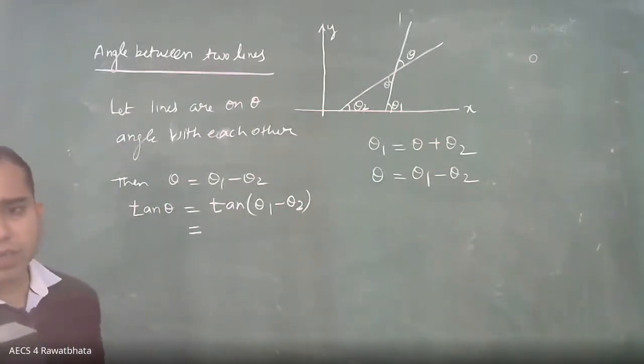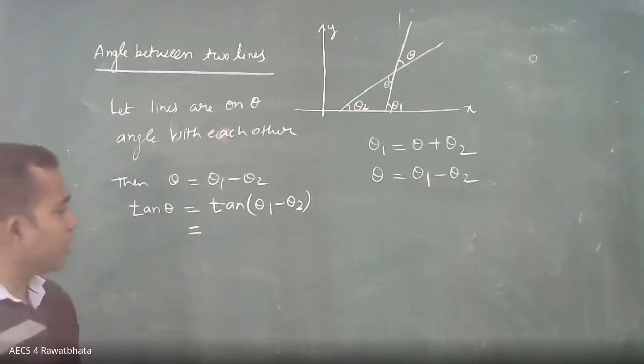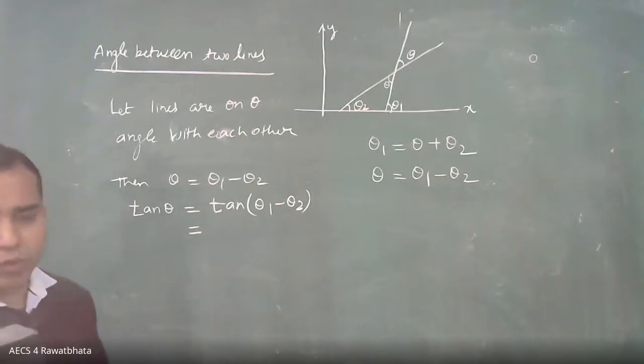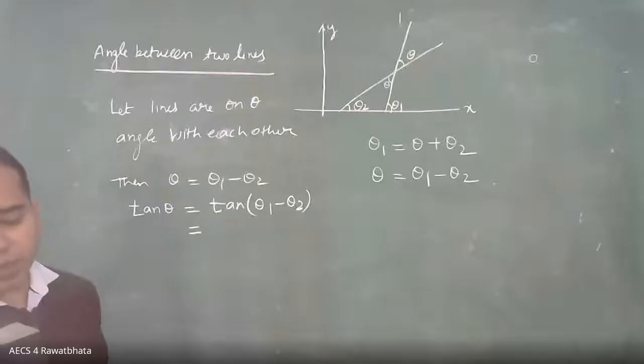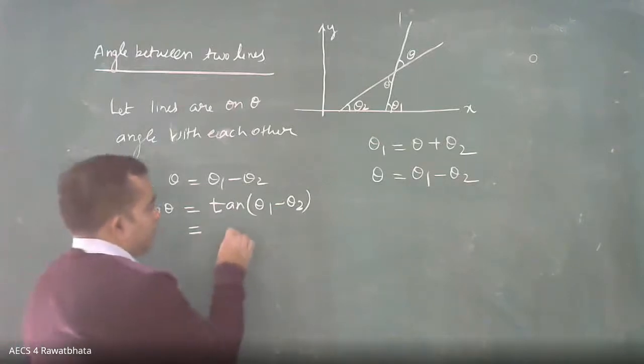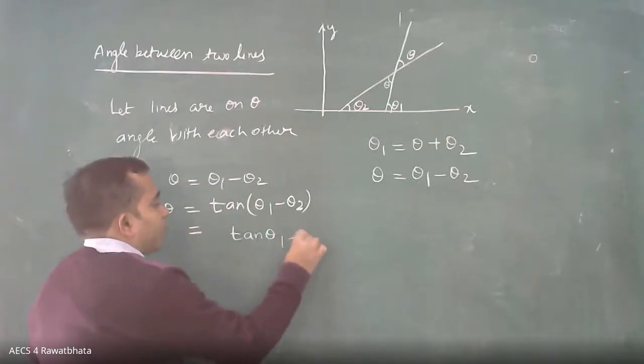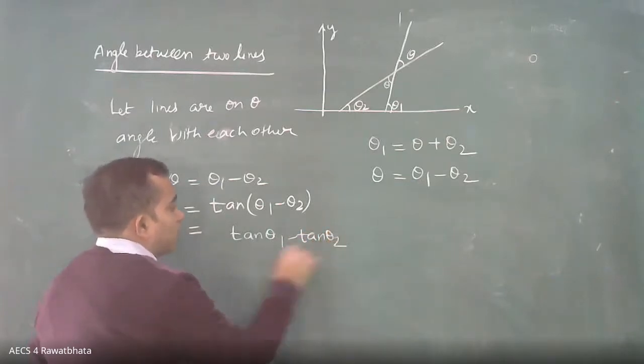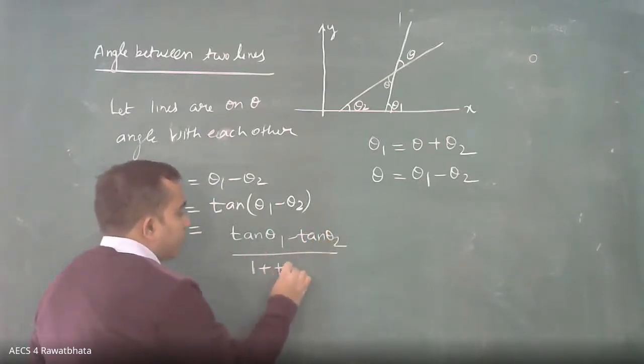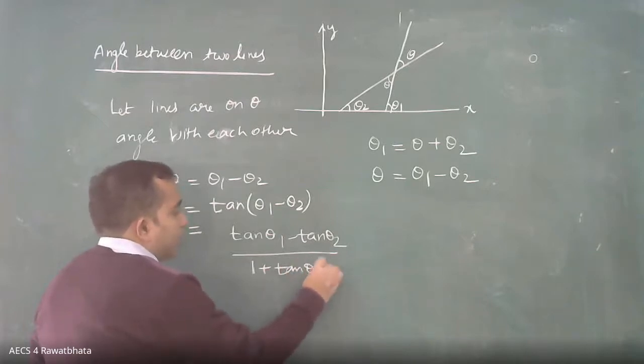What should it be? If someone is listening, tell me: tan theta 1 minus theta 2. If I apply the formula, what should I write? Tan theta 2 minus tan theta 1 upon 1 minus... multiply. Whatever sequence I have used, that only I am following. Tan theta 1 minus tan theta 2 whole upon 1 plus tan theta 1 tan theta 2.